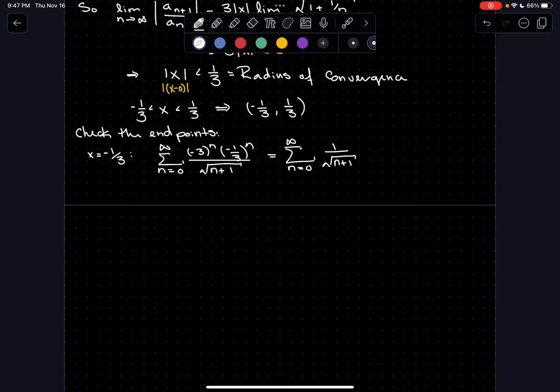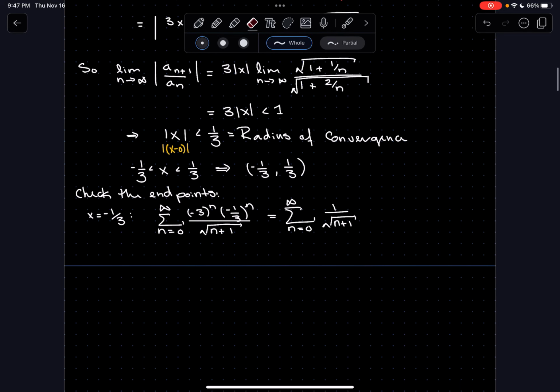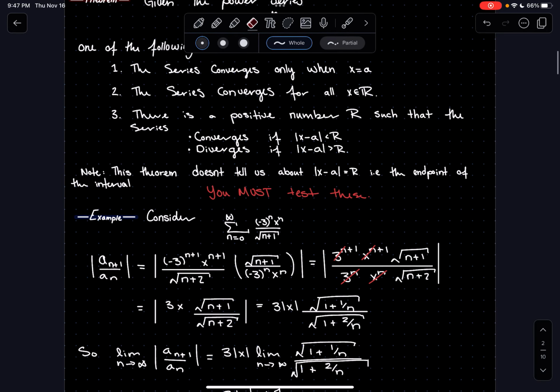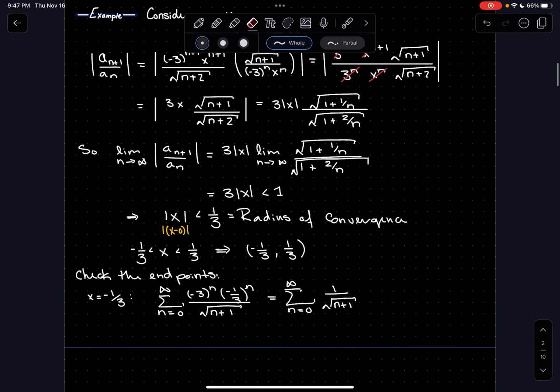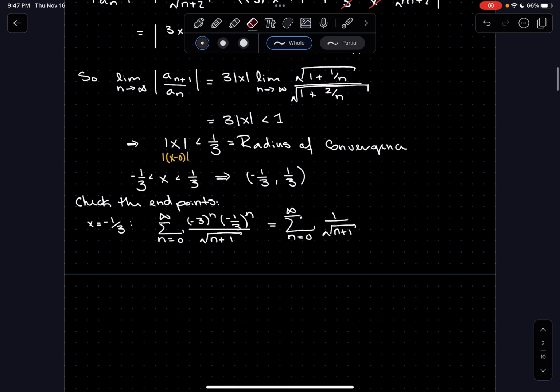Oh, never mind. Whoops. Sorry. My radius of convergence here, let's see. Was that a negative 3? Oh, we're testing positive 3. Yes. Nope, that's right. Okay. So we're good here.